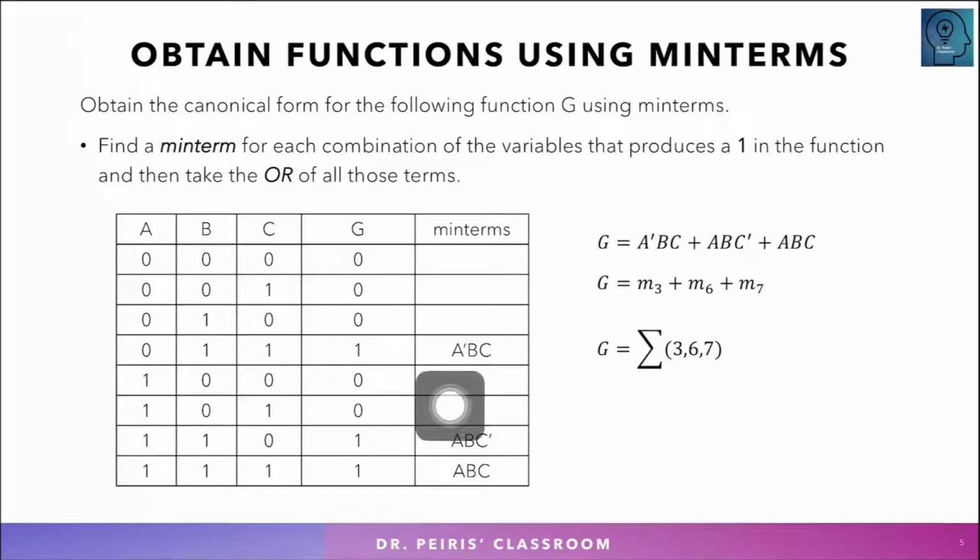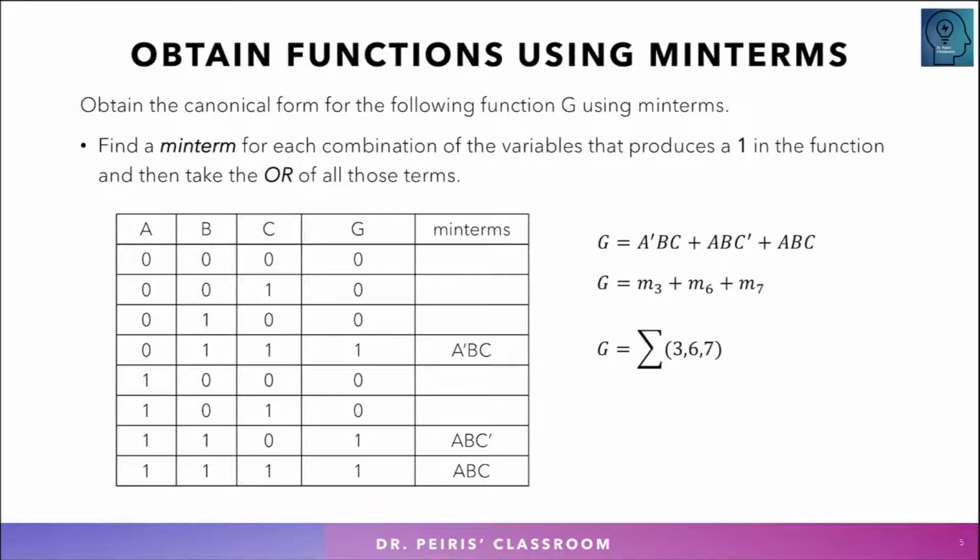Then we need to combine these minterms using the OR operation. So that is how the first statement is written. The output G can be written using minterms. So I have 3 minterms, and then we need to use the OR operation between these 3 terms. So it becomes A'BC OR ABC' OR ABC. So that is the function in terms of input variables.